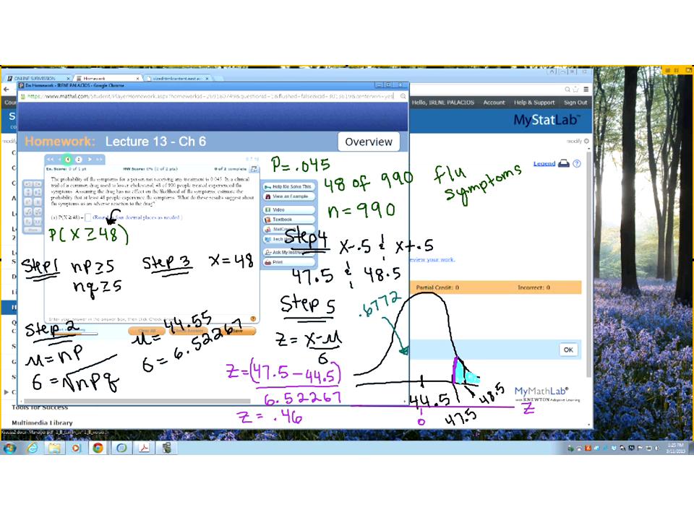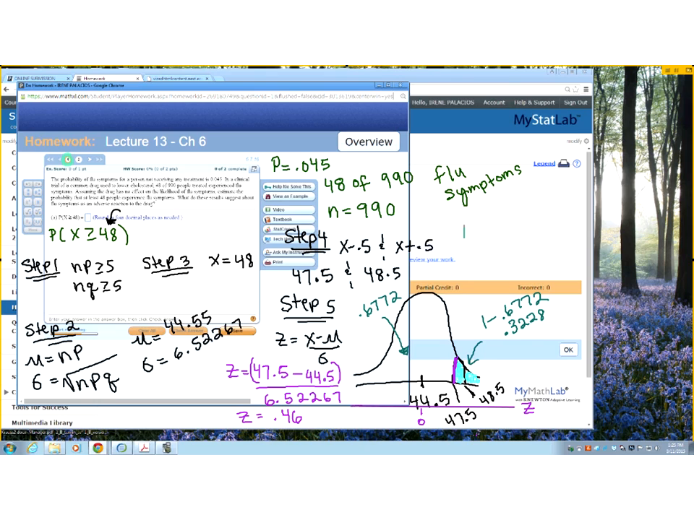Of course, we need the area to the right. So in order to get the area, you have to do 1 minus 0.6772. So you guys agree on 0.3228? Okay, 0.3228. So I'm not done here.